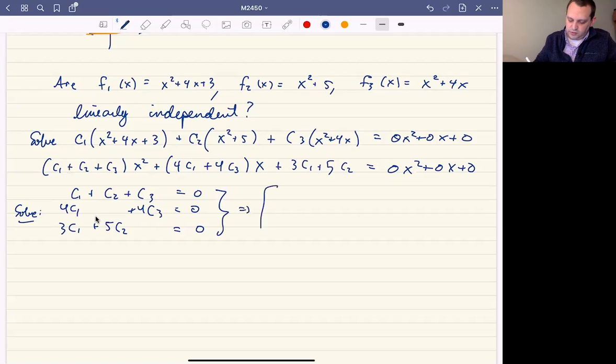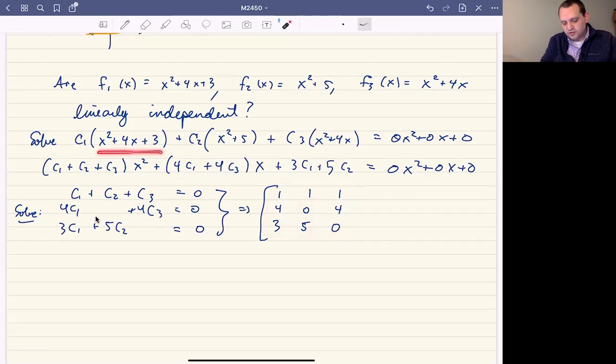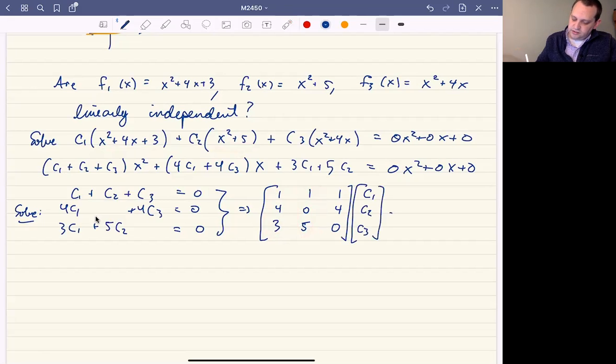And it turns out that when we do this, we can write this as a matrix equation. We again have three equations, three unknowns. That means that we can represent this as a matrix equation AX = 0, where A is square. So that's the matrix 1, 1, 1, 4, 0, 4, and 3, 5, 0. Notice again that the columns, in this case 1, 4, 3, 1, 0, 5, and 1, 4, 0, correspond somehow to the vectors. So we have 1x squared plus 4x plus 3. That's where the 1, 4, and 3 come from. And then x squared plus 0x plus 5, and so on. Okay, so we want to solve this matrix A times c1, c2, c3 equal to the 0 vector. Well, in this case, it's 0, 0, 0.